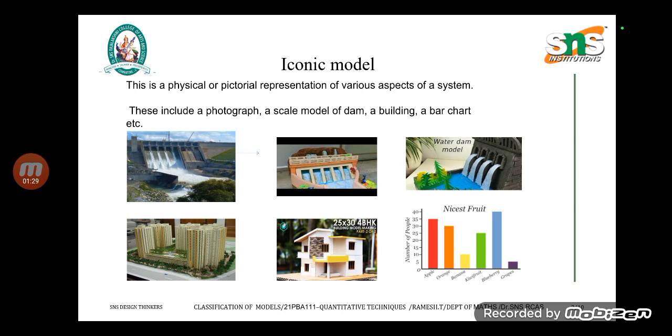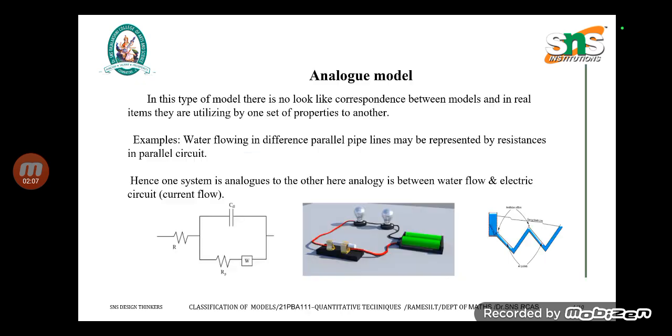From these miniatures, we imagine the building is like this model, and a house model. From this house model, we develop the house. From a bar chart, we conclude some information, such as the growth rate of fruits, how many people eat apples, and how many people are taking oranges. So using this bar chart, we reach some conclusions. A look-like presentation or a pictorial presentation is called an iconic model.